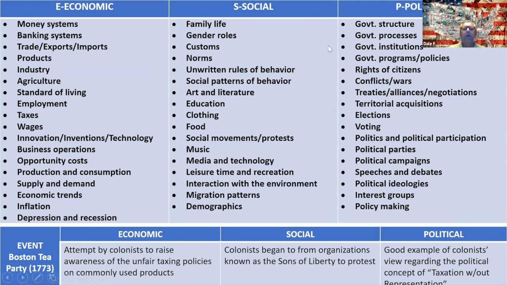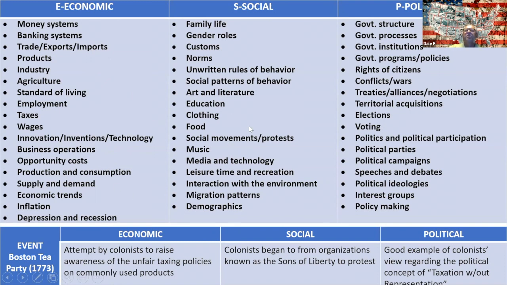So the Boston Tea Party, one of the students said it was an attempt by the colonists to raise awareness of unfair taxing policies on commonly used products. So if we look up here, is this correct, economic? And if you take a look at the chart, we're talking about imports, we're talking about taxes, and we're talking about production and consumption. So absolutely, this fits that economic category.